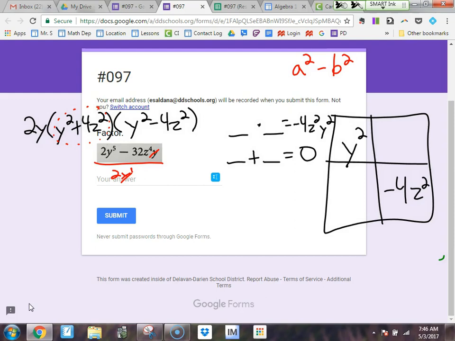Any ideas what these two numbers might be? They've got to multiply to give me negative 4, add to give me 0. Negative 4, 0? Not quite, that wouldn't add. Okay, you're right. They've got to add to give me 0, and they would multiply to give me negative 4z squared y squared. Negative 2 and 2. Okay, 2 and negative 2.